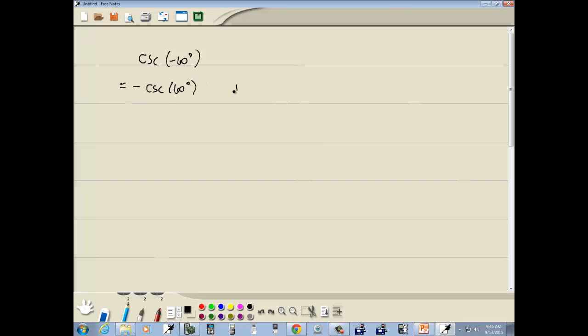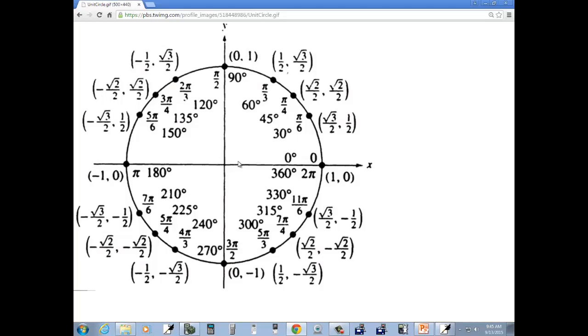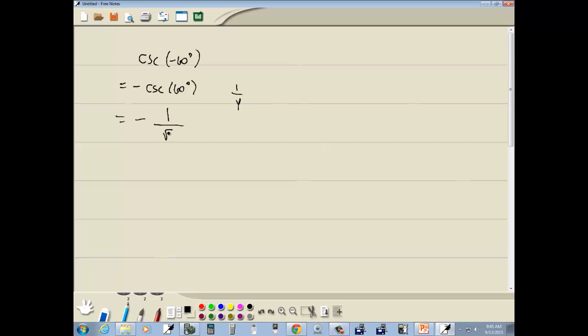Now remember, cosecant is equal to 1 over y. So let's go look up 60 degrees in our unit circle and see what it's equal to. So here's 60 degrees, here's x, and here's y, so our y is square root of 3 over 2. 1 over y. Well, we'll flip that fraction, multiply times the top parts. We got negative 2 square root of 3. Multiply top and bottom by the square root of 3, and we got negative 2 square root of 3 over 3. And that's our answer.